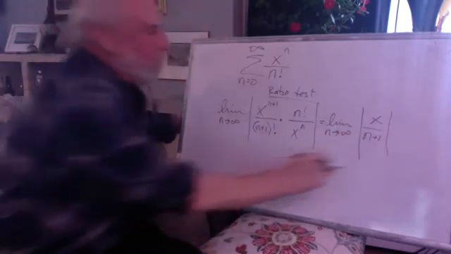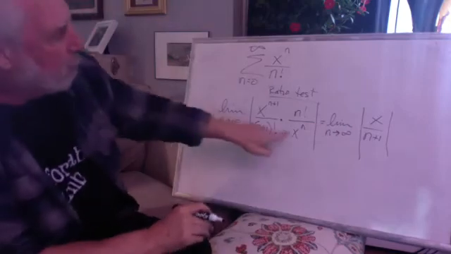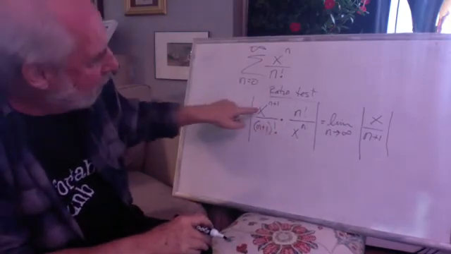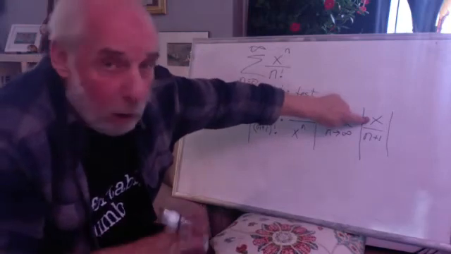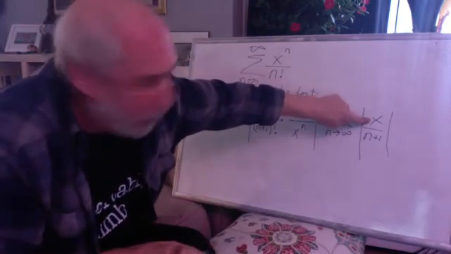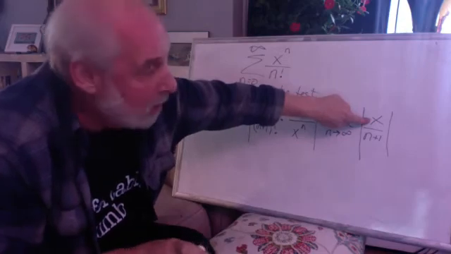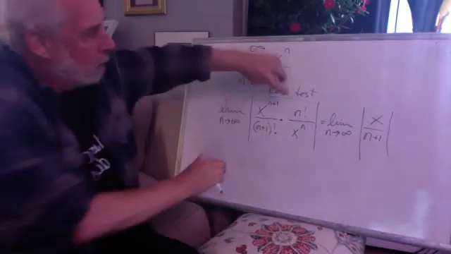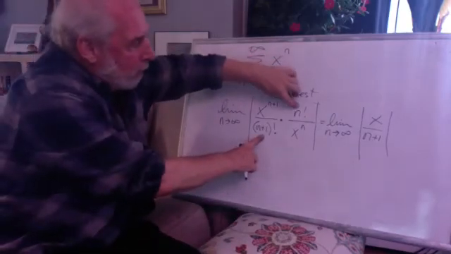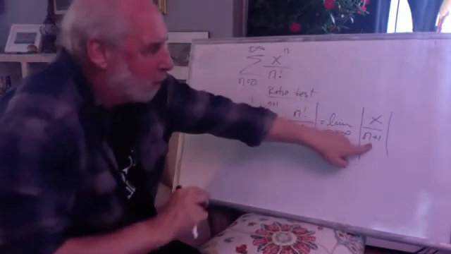When we get done with all the canceling, this x to the n cancels out this x to the n and leaves me with an x on top. This is always going to happen. You're always going to be left with a single x on top. You might get some other stuff up there, but you're always going to have an x on top. And n plus 1 factorial and n factorial cancel out like this.